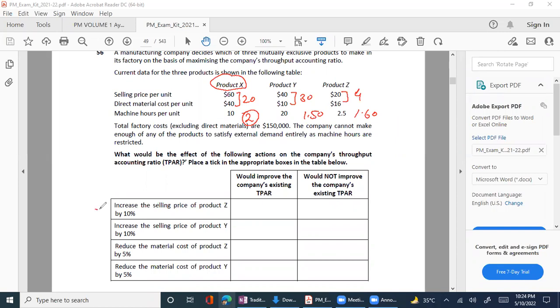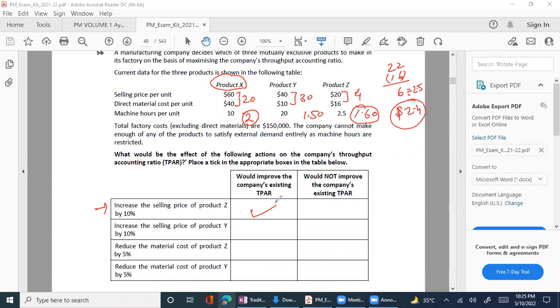Now, if we look at the first condition, increase the selling price of product Z. If we increase the price of Z, price will be 22. We assume that there will be no change in the material cost. So this will be 6. Then your time is 2.5. What will be throughput per hour? 6 divided by 2.5. If this is 2.4, it means it is shifted from 1.6 to 2.4. So throughput accounting ratio will improve. Because if we are having more throughput per hour, we will get a better answer.